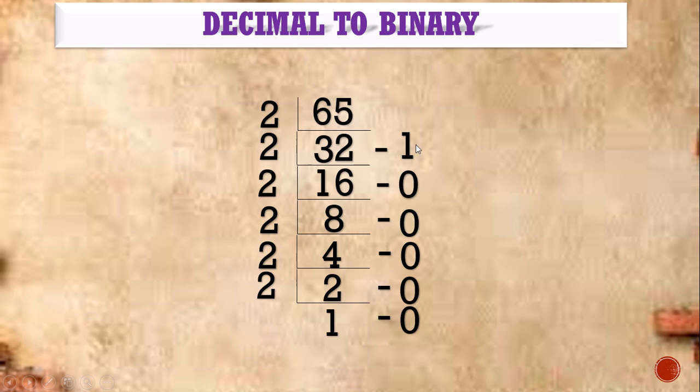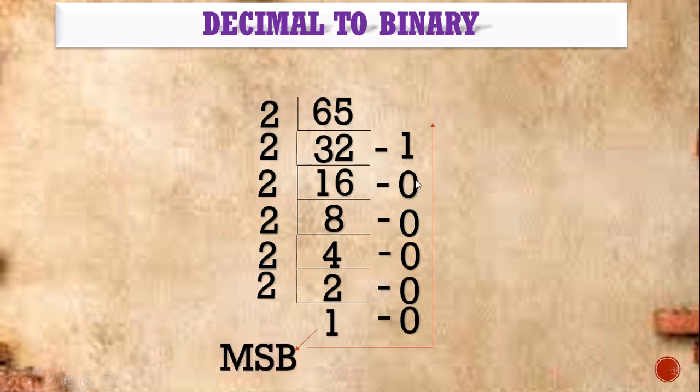So the remainders we have got here, 1 0 and so on, are called the binary value. So when we convert the decimal value 65 by repeatedly dividing by 2, the remainder values we get are the binary value. When writing this binary value, we have to write it from the bottom to top.